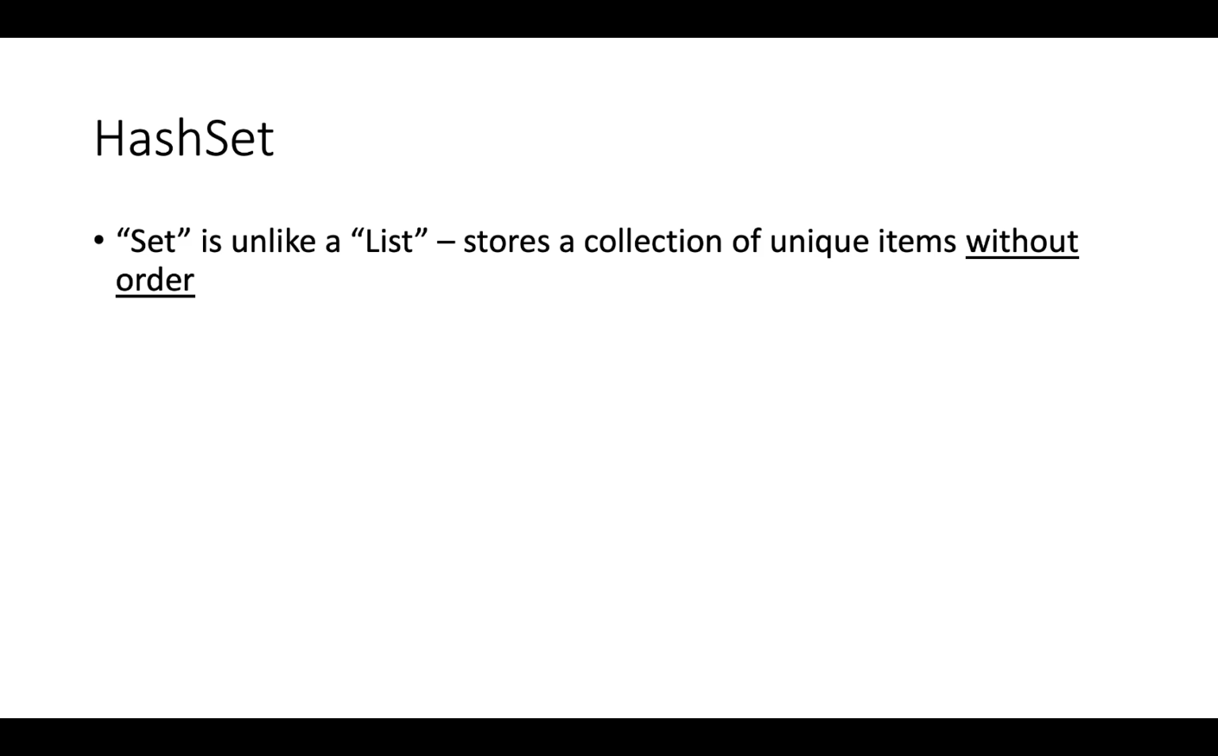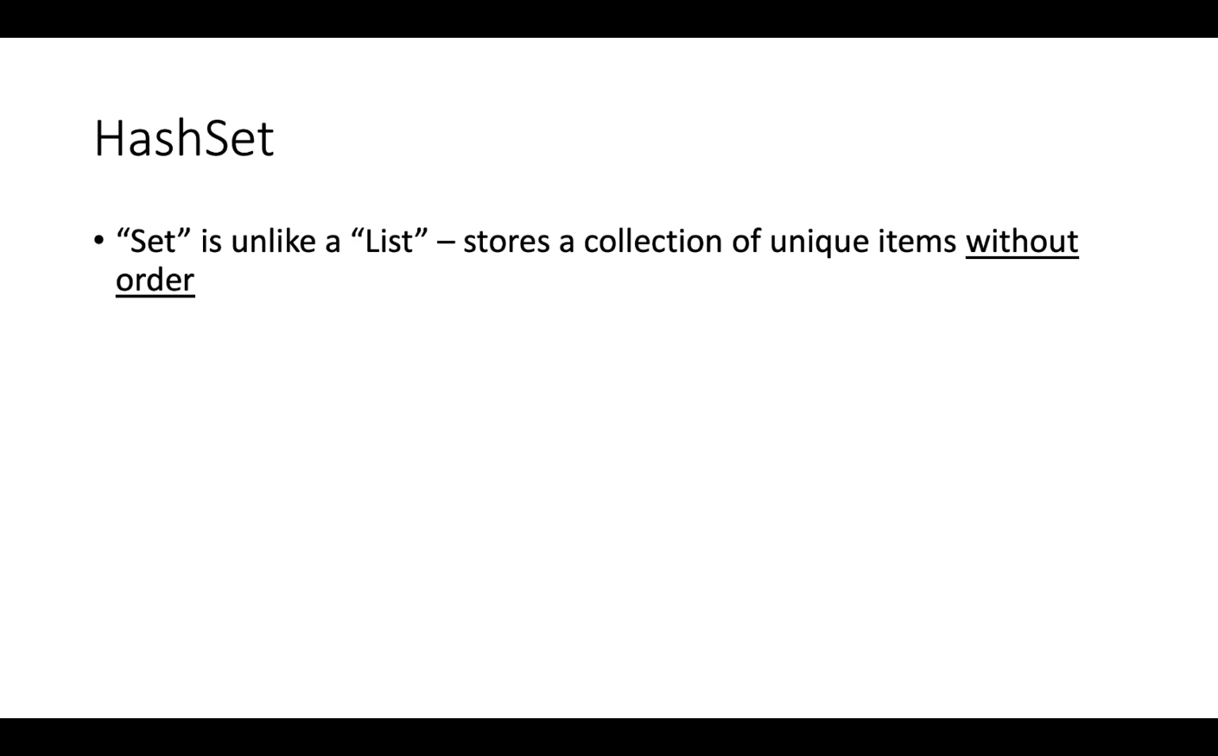In English, we like to refer to a set as a collection of things, but it's unlike a list, where that implies order. So when you think about a hash set, I want you to remember that it is unlike a list because the items stored in the set are going to be stored without order. Another thing to note is that all of these items will also be unique. So this is my formal definition here: a collection of unique items without order.